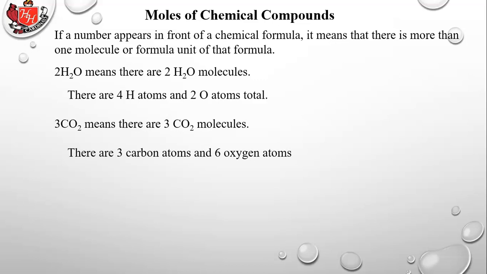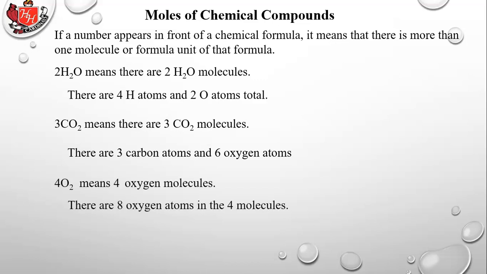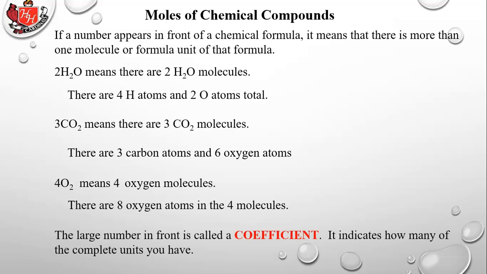3CO2 means you have 3 CO2 molecules. There are 3 carbon atoms and 6 oxygen atoms in those 3 CO2 molecules. 4O2 means 4 oxygen molecules. That means there's a total of 8 oxygen atoms in 4 oxygen molecules. The large number in front is called a coefficient. It indicates how many of the complete units that you have.